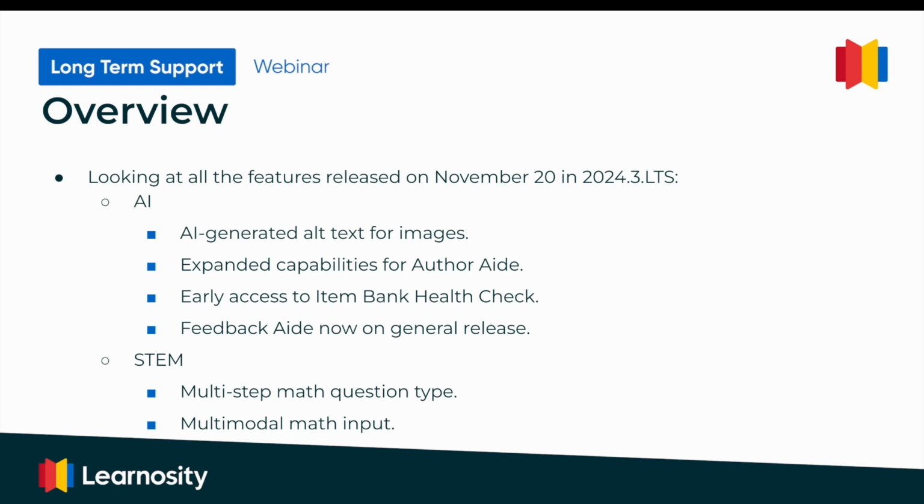Let's just briefly run through what's new from our release on the 20th of November. In AI, we'll talk about AI-generated alt text for images, expanded capabilities for author aid, early access to item bank health check, feedback aid now on general release. In STEM, we've got multi-step math question type, multimodal math input.